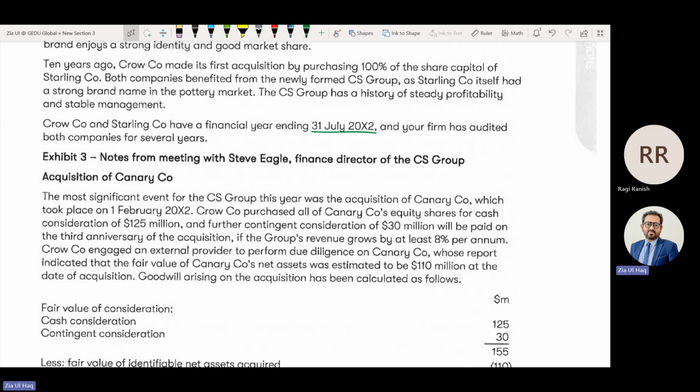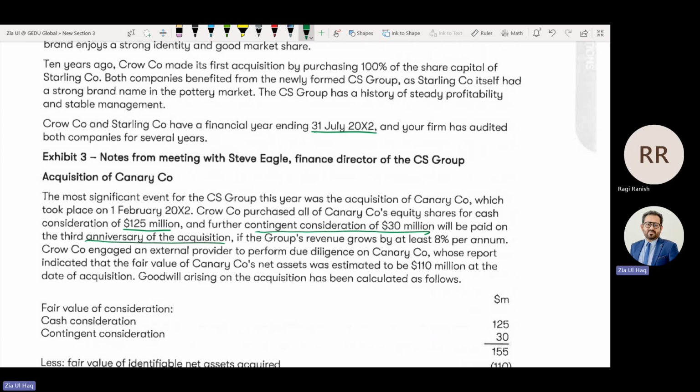And the fair value of net assets acquired must be measured as per IFRS 3. If it is not measured as per IFRS 3, business combination, goodwill could be manipulated. Crow Company purchased all of Canary Company's equity shares for cash consideration of $125 million, and a further contingent consideration of $30 million will be paid on the 3rd anniversary of the acquisition. Who celebrates anniversary? Husband, wife. So a subsidiary is like your wife.